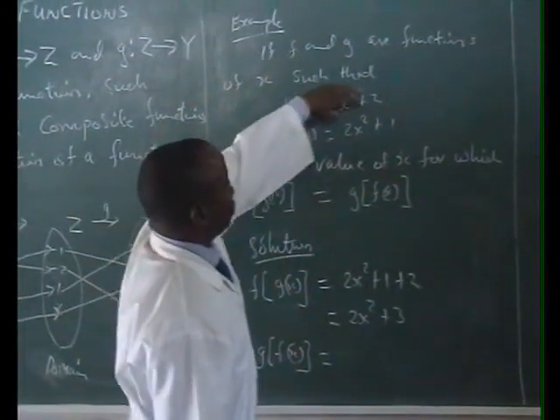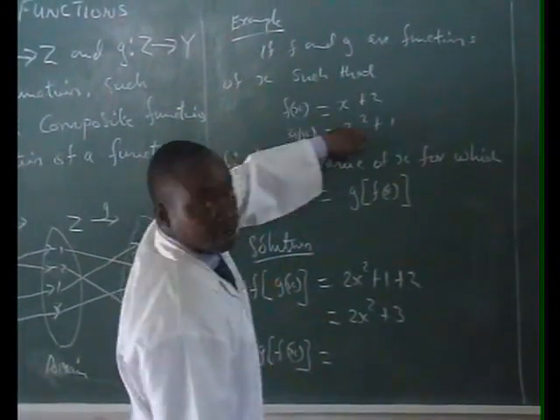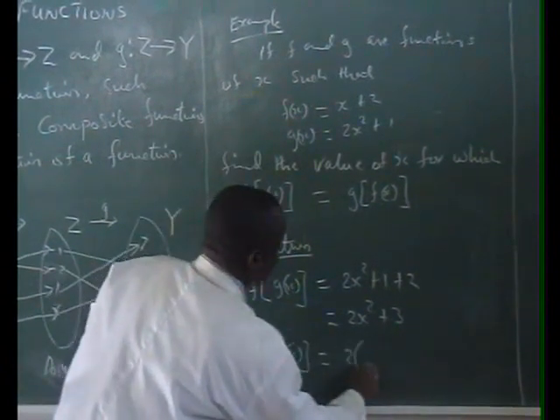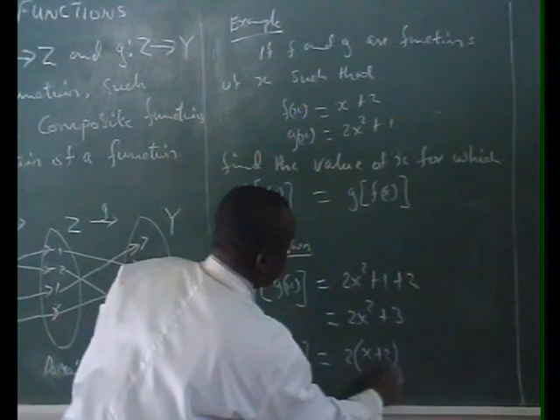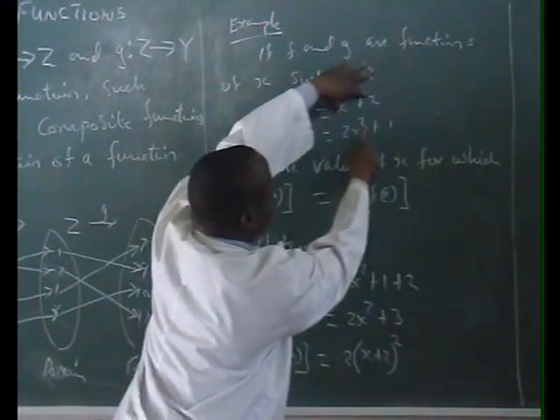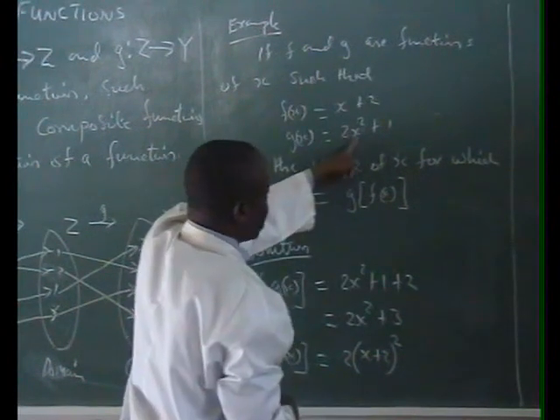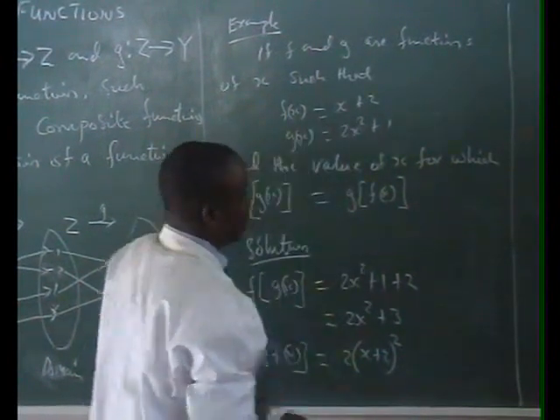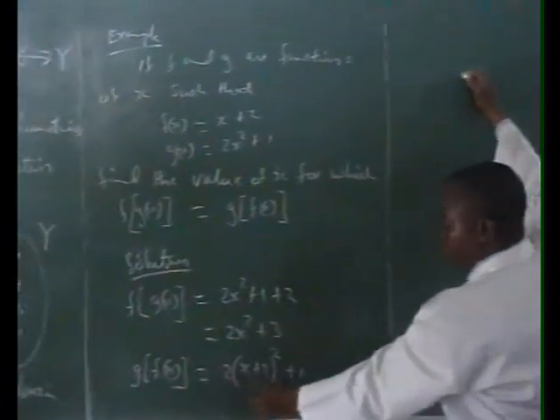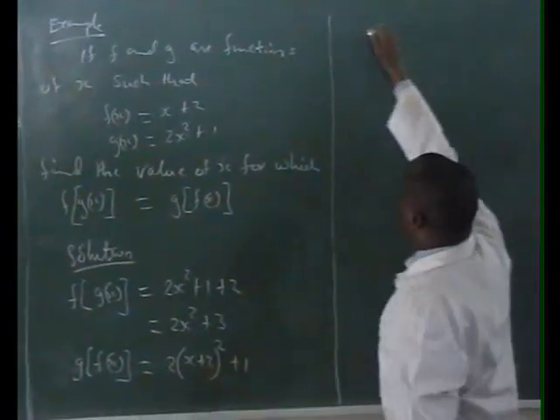Now, we also look for g composite f. Then that is to put this one inside this. And then I will have 2 brackets x plus 2 squared, it's in a square. I'm putting the whole of this in the place of x. So I have to square it, plus 1.